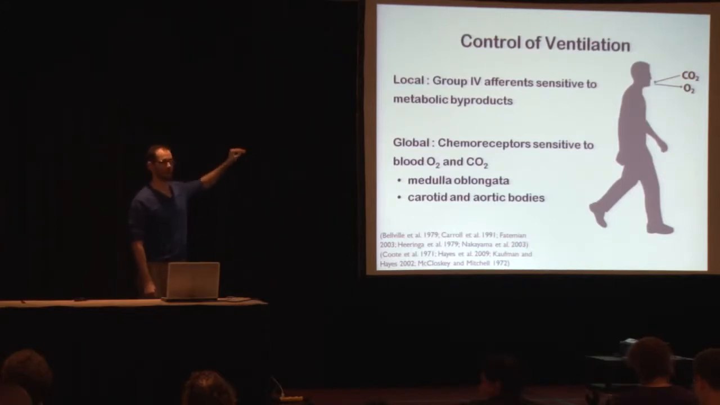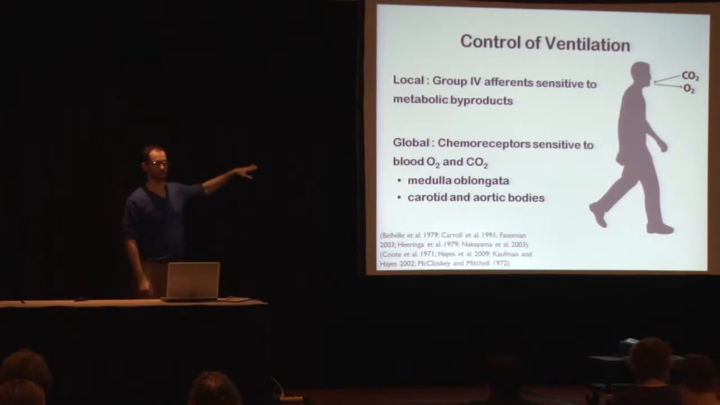Okay, so in looking at the control of ventilation, there are a number of experiments we can look at, and we can divide the potential metabolic sensors into local and global. The local would be group 4 afferents that are actually in the muscle and are sensitive to metabolic byproducts like lactate. The way they find this out is that they'll do it in a rat prep, add a lactate solution to the muscle and record ventilation.